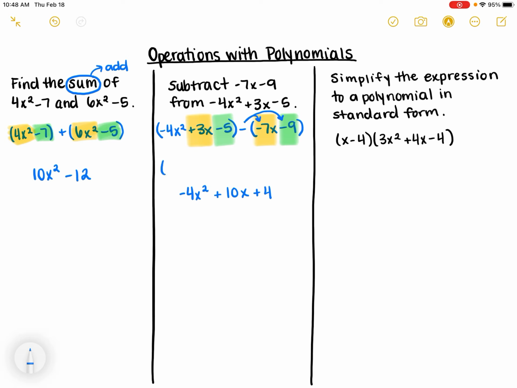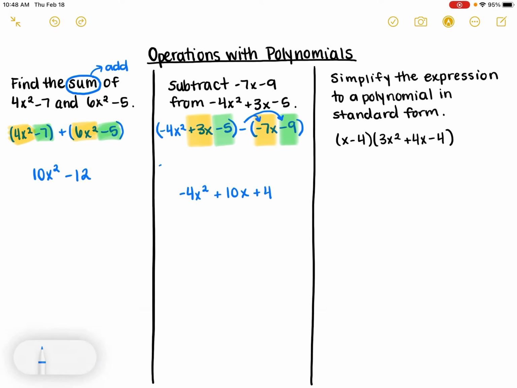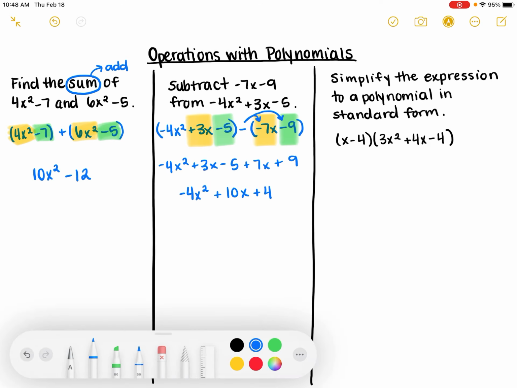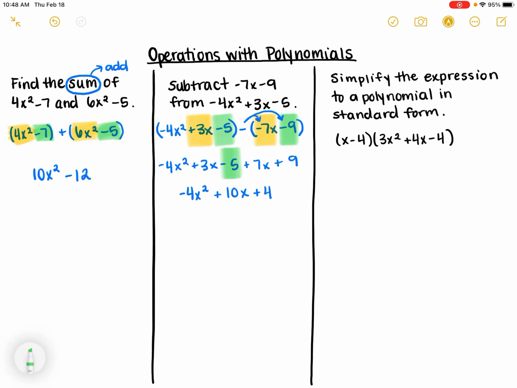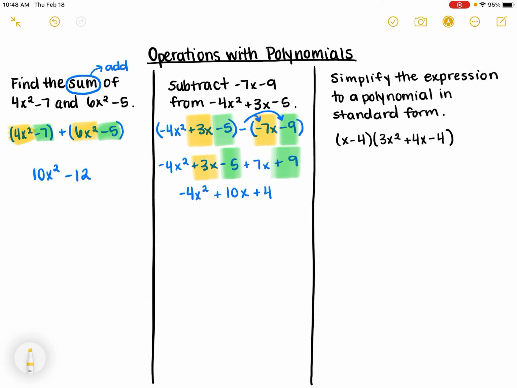if I did that step, just in case you want to see it, I'm actually going to keep the parentheses, but actually no, I'll get rid of them. So negative 4x squared plus 3x minus 5, that part doesn't change. And then if you want to distribute that negative first, so you don't mess up those signs, minus negative 7x becomes plus 7x, minus negative 9 becomes plus 9, and then it's the same thing. You've got your negative 5 and your plus 9, and then your positive 3x and your positive 7x.